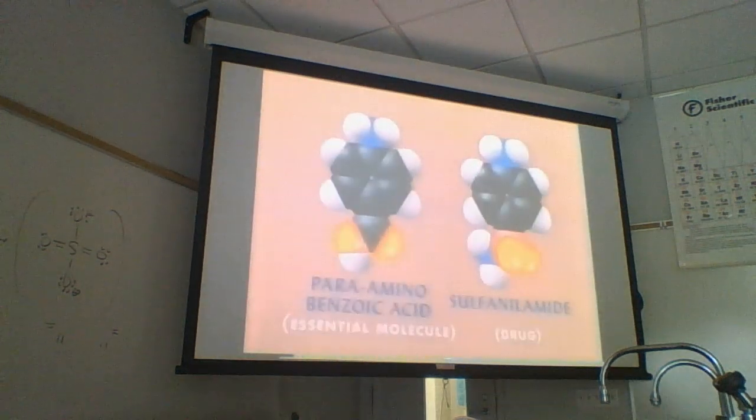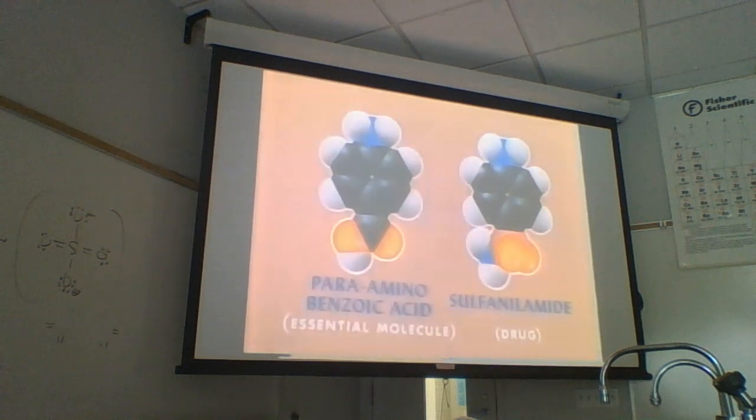The effect of sulfanilamide on cell growth was found by trial and error. But the discovery that sulfanilamide is structurally similar to an essential molecule accounted for the action of the drug. This principle of structural similarity helps us to predict which drugs might be effective against specific diseases.